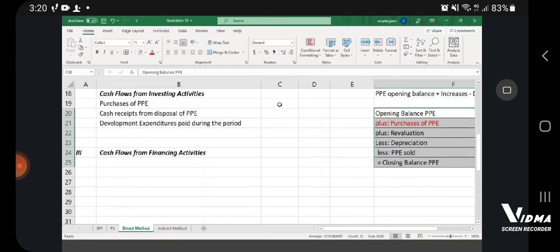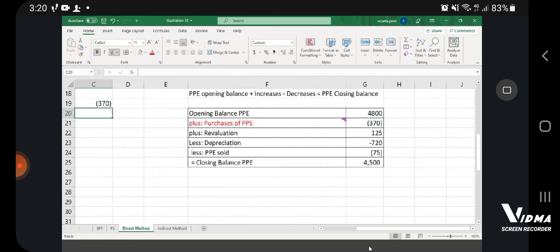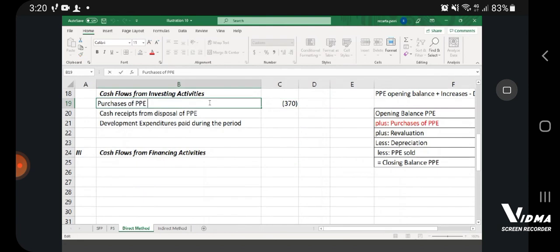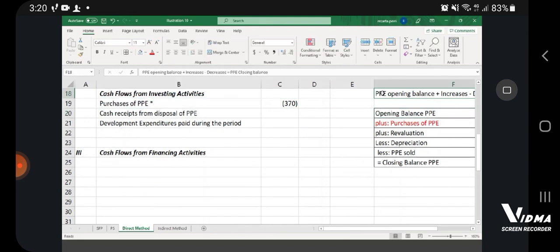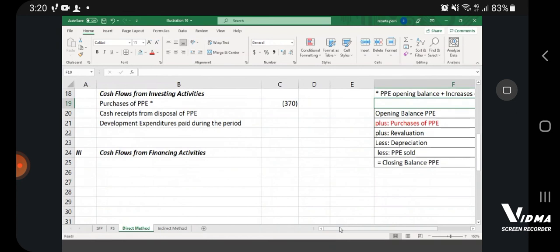So purchases of PPE are equal, as we calculated them, to 370. That is a negative amount because we are spending money to pay for property, plant, and equipment, okay? So again, we have calculated the purchases with this sign over here. So you can have that as a reference. I'm adding an asterisk to link every item with the respective calculations on the side of the cash flow financial statement.